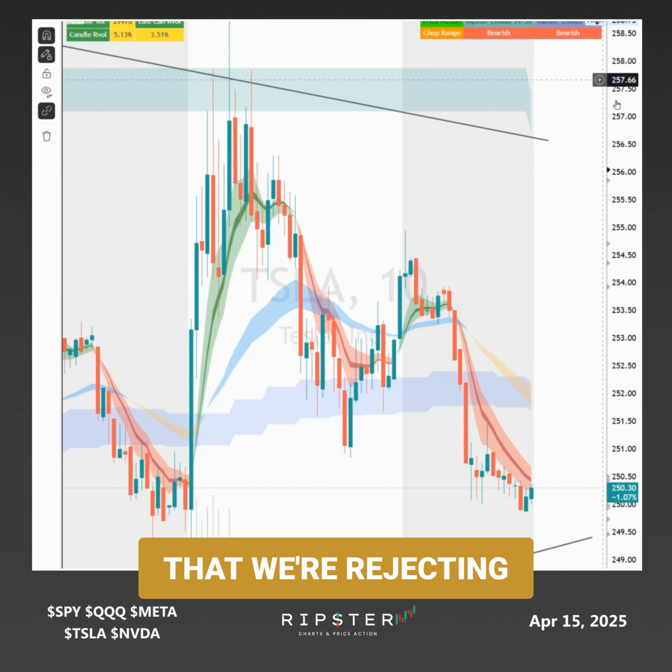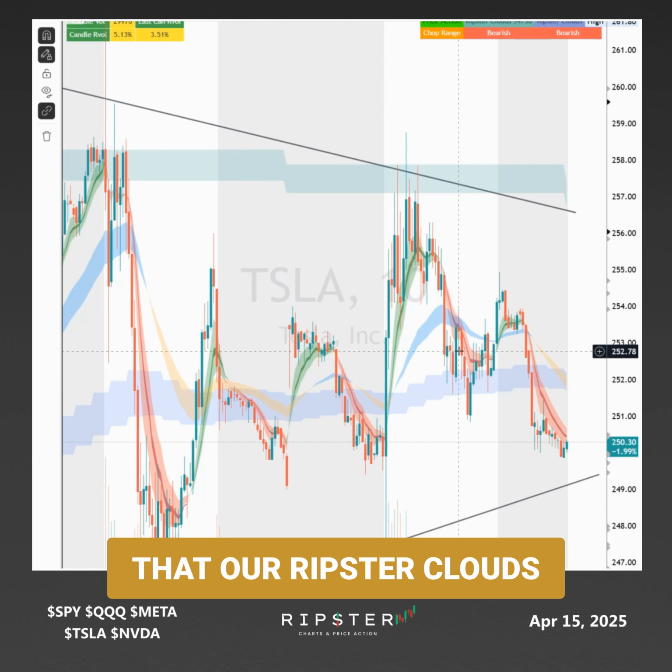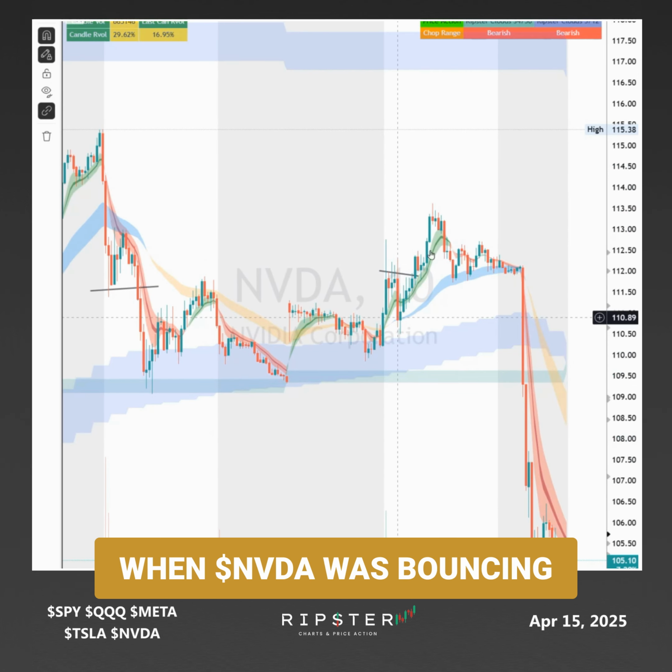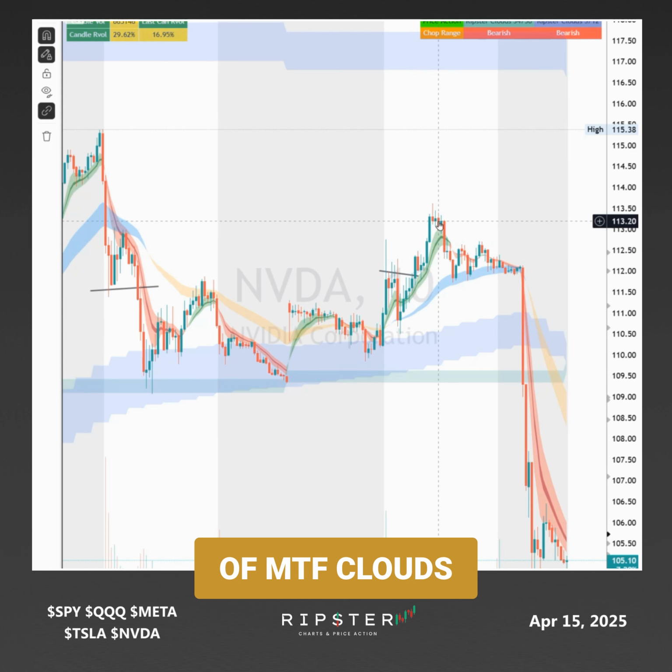This tells you that we're rejecting a key MTF daily EMAs that our Ripster clouds tell us. That's how you use the MTF clouds. That's the power of the MTF. Even NVIDIA was bouncing from the MTF. So that's the power of MTF clouds that you can use.